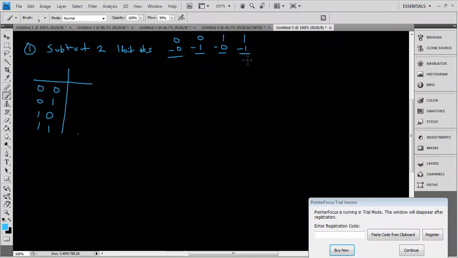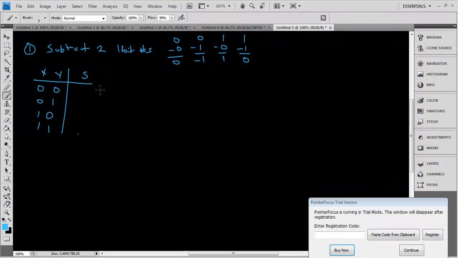1 minus 1 is 0. 1 minus 0 is 1. 0 minus 1 is negative 1. And 0 minus 0 is 0. Now we have a little bit of a problem here because for the first time we have a negative sign. So let's ignore that for now, and let's just look at, I'm going to use x and y again, and I'll use s for subtract.